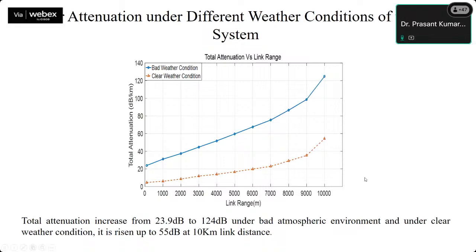Similarly, here also you can see the range is shown up to 10 kilometers. So this is for different weather conditions, like clear weather conditions and bad weather conditions. Under a bad weather scenario, the total attenuation may go up to a few hundreds of dB per kilometer. In this case, it has shown around 120 to 130 dB per kilometer. But that again depends on whether it is cloudy weather or snowy weather, which will further increase the losses.